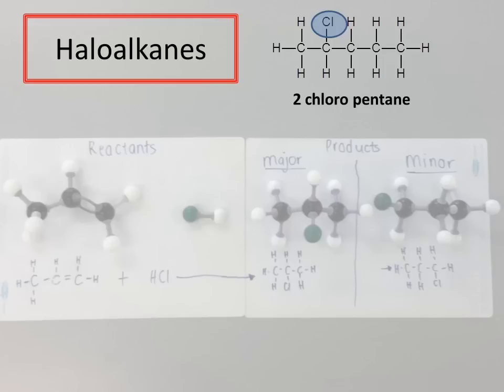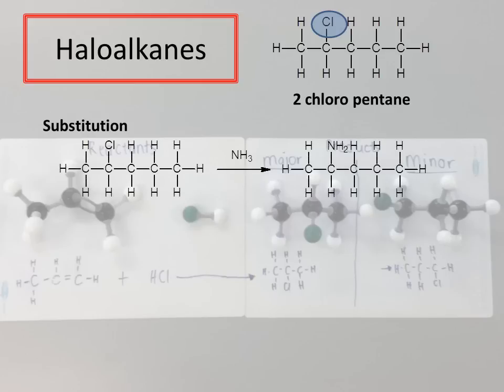In this case this is called 2-chloropentane. Okay, the naming convention here. Haloalkanes. Characteristically, they undergo substitution reactions. This is the type of reaction that haloalkanes mostly undergo. So here's our first type here.